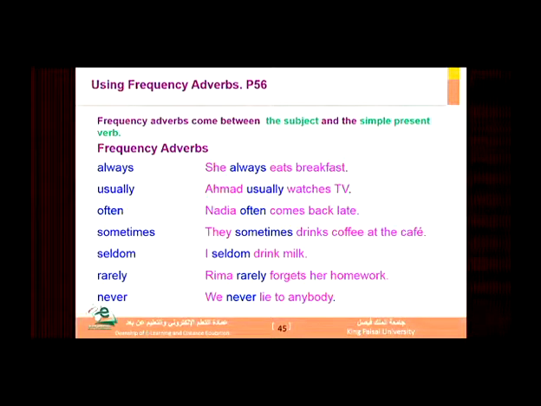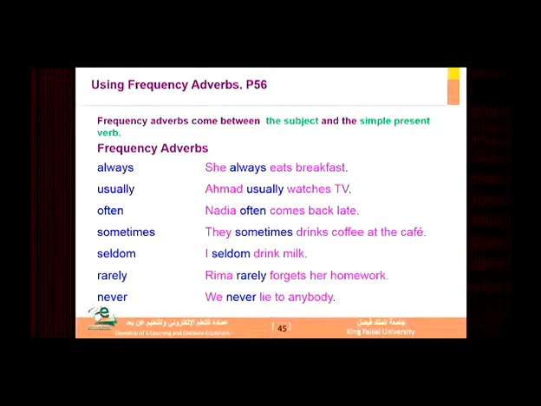If we have a quick look at those frequency adverbs, they come between the subject and the simple present verb. In other words, we need to know where exactly to locate our adverb of frequency. The adverb comes between the subject and the simple present verb. It comes immediately after the subject if you don't have anything else, and it does not come after the verb. It has to be before the verb and after the subject.